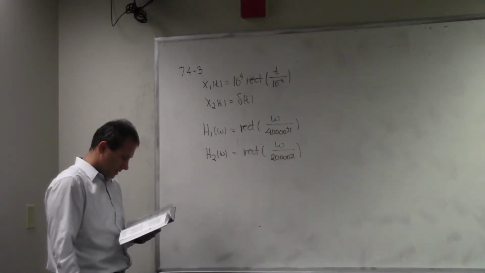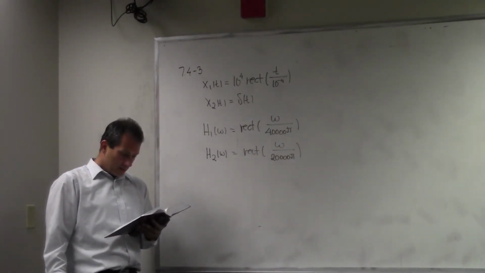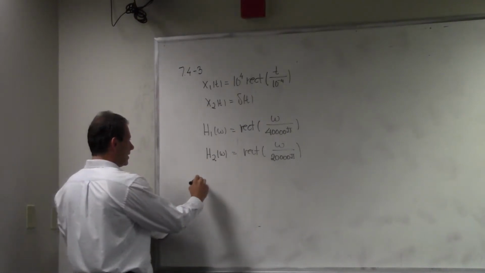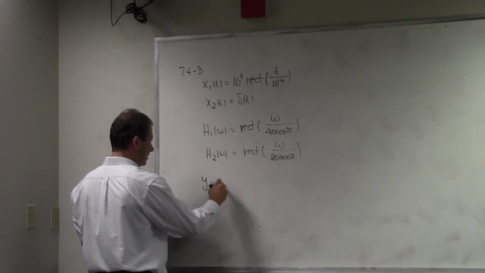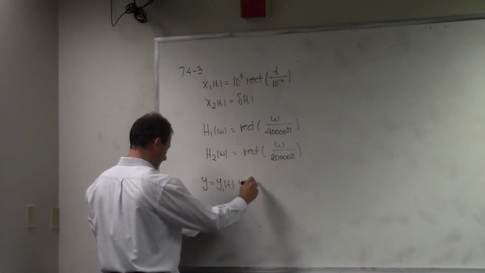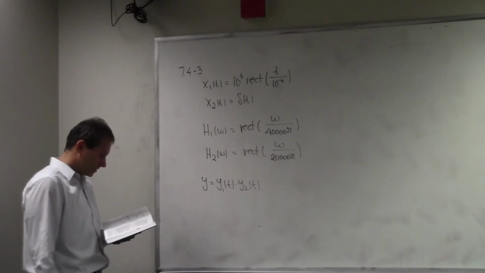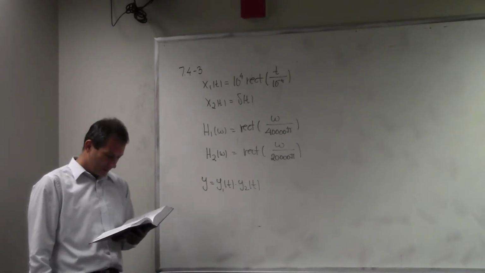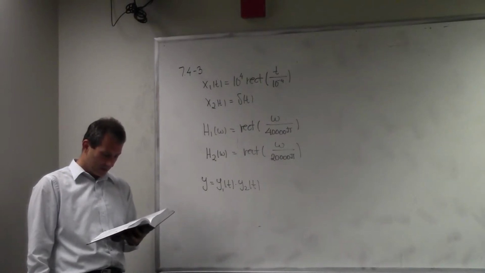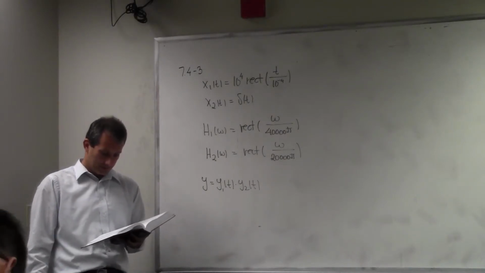The outputs Y1 and Y2 of these filters are multiplied to obtain the signal y(t) = y1(t) times y2(t). Sketch X1 of omega, X2 of omega, sketch H1, H2, sketch Y1 and Y2. Find the bandwidths of Y1, Y2, and y(t).